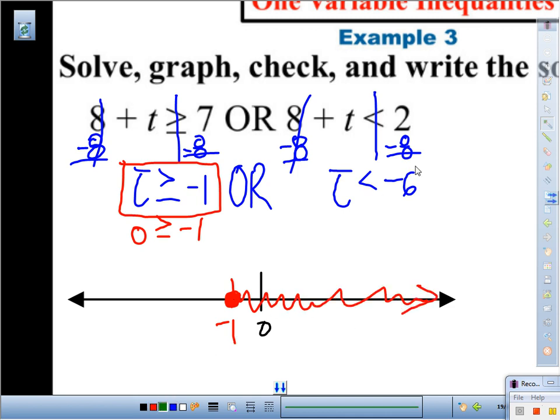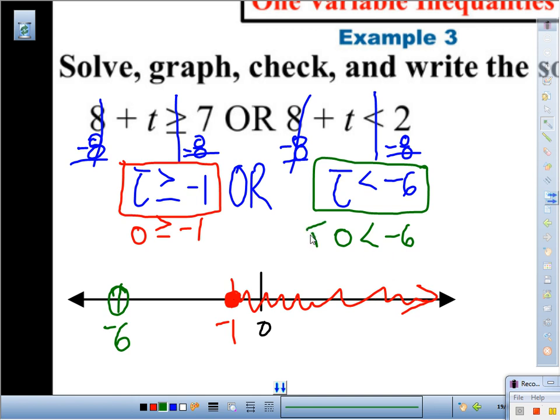Next, I'm going to graph the second one. My dividing point is -6. It's an open point. What number do you want me to test for this one? 0. Is 0 less than -6? No, this one is actually false. So that means I'm not going to shade towards 0. Where am I going to shade? The opposite direction. So what do you guys notice?